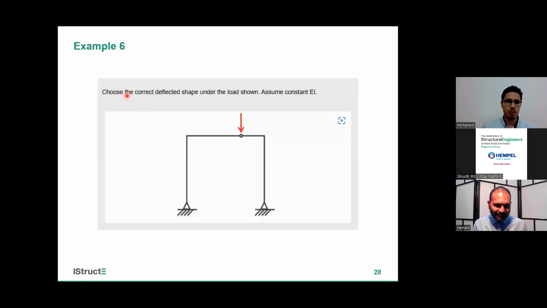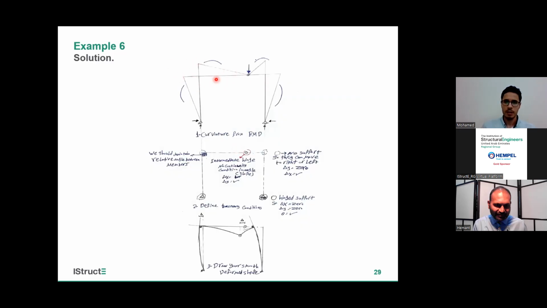Okay, here is how to draw the deflected shape under this load. I have here a portal frame with a load on an intermediate hinge. Let's remember again how to draw the deflected shape. Again, we will have to draw our bending moment diagram, so we can find out what our curvature will be like. Here it is concave like this, and here concave up, concave to the left.